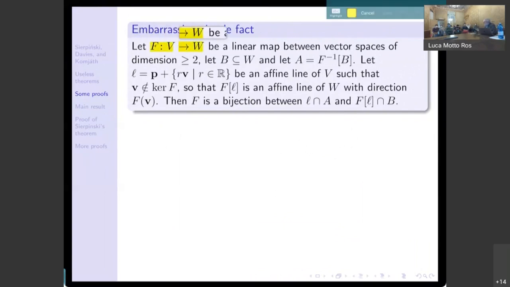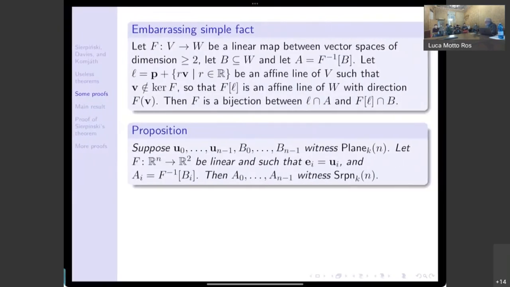So if we have a function f from V to W, a linear map of vector spaces of dimension at least two, and V is in the range, and A is the preimage, take a line. By a line, I always mean an affine line in the domain space, such that the direction of the line is not in the kernel. And let's say something really trivial: you take the pointwise image f of L, and that's also an affine line in W with direction f of v, and f is a bijection between the line in V intersected with the preimage of V, and the image of the line intersected with V. I mean, yes, it's embarrassingly simple.